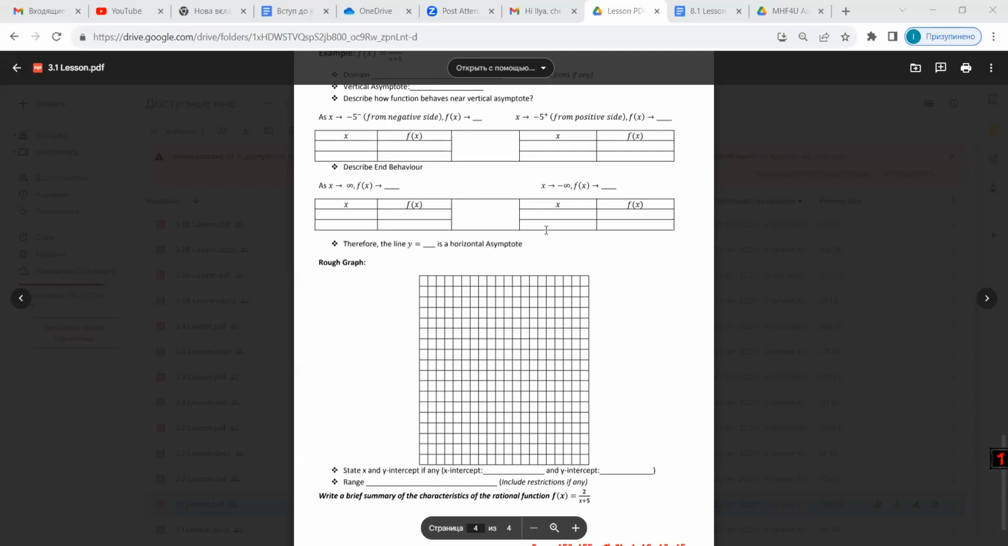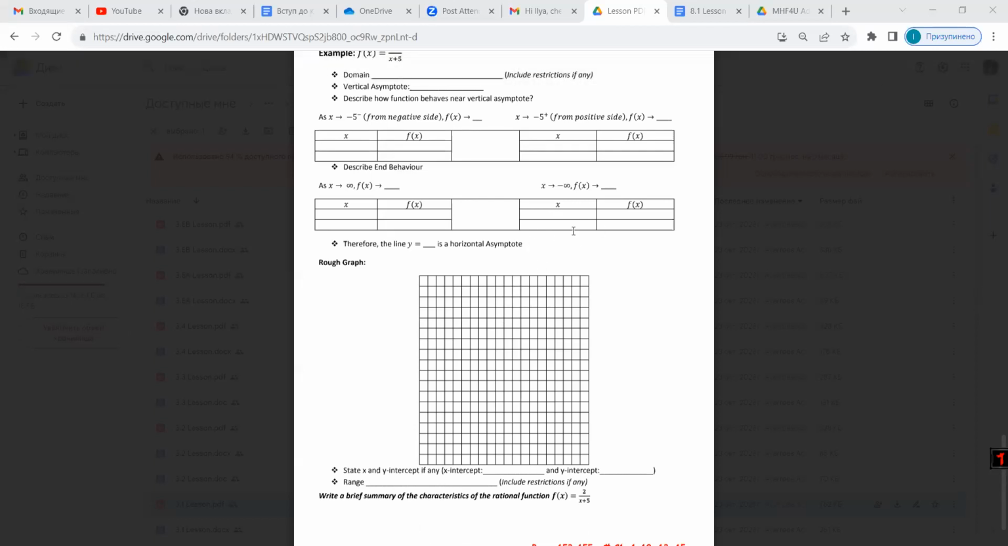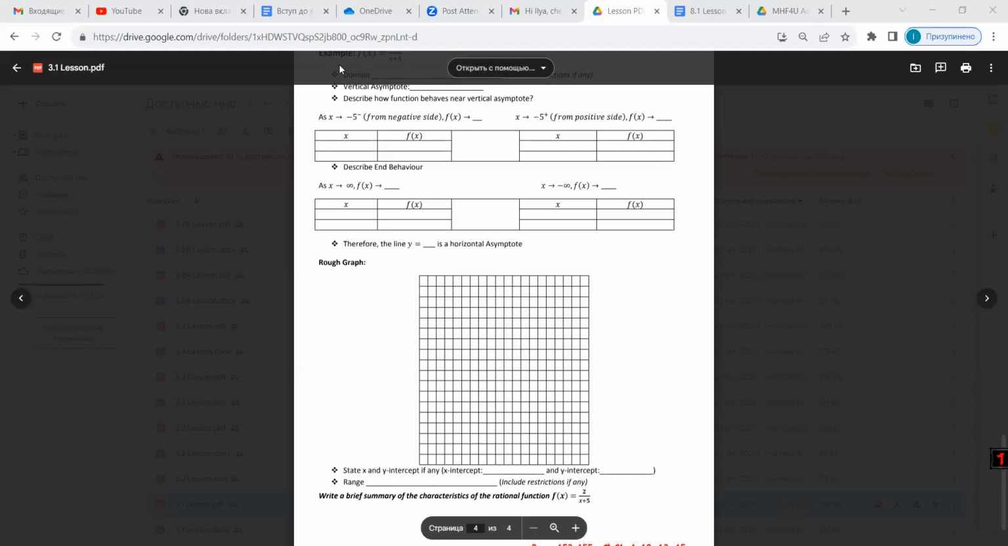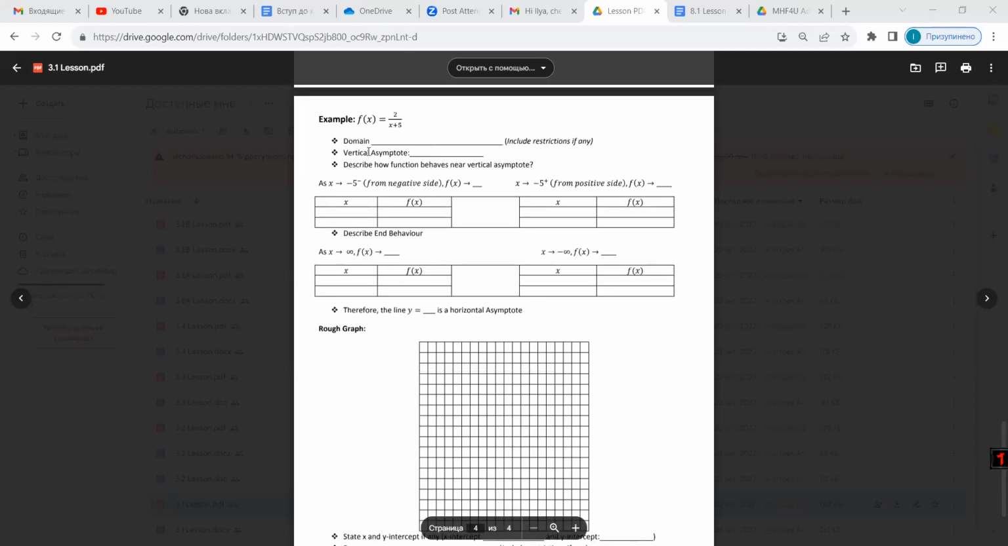Okay, guys, I believe it's time to move on. So what about now, Safa? Are you done? No, I think I'm getting lost. Sorry. Okay, no problem. So let me describe this example for you. So we are working with the function f of x equals 2 over x plus 5, right?